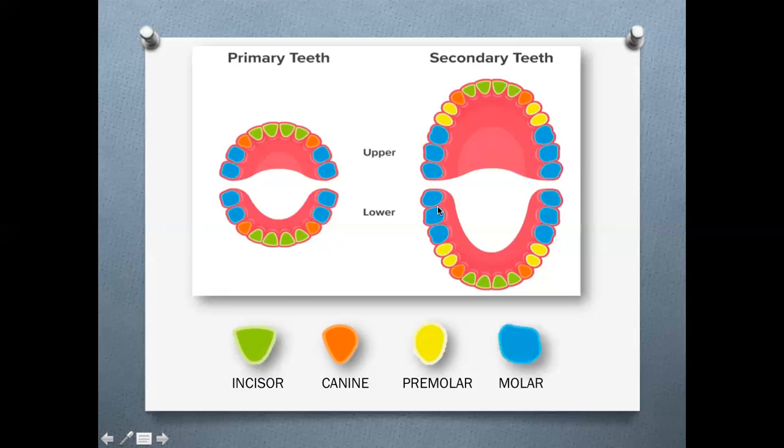Blue for the molars, located at the back portion of the mouth. Here. This is used for grinding food so it will be easily absorbed by the body. We have 12 molars for permanent, and we have 8 molars for primary teeth.